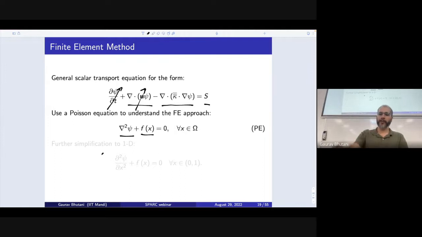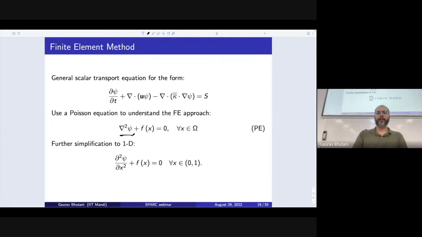Now we'll simplify it even further. This Poisson equation for now was for a three-dimensional system, but we'll simplify it to one dimension. So we have del 2 psi by del x2. So what happens is, instead of a three-dimensional domain, you have a line over which your psi values are changing, and your domain is simply between 0 and 1, boundary is not included. So x varies between 0 and 1, and over this x, the function psi changes. It could be anything.